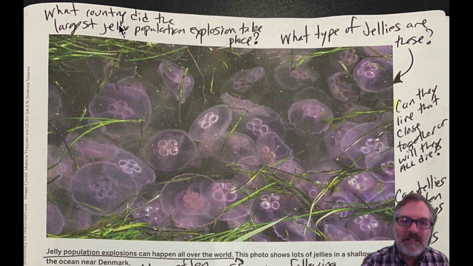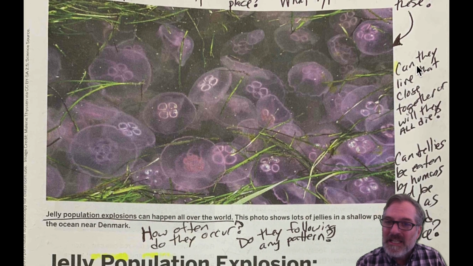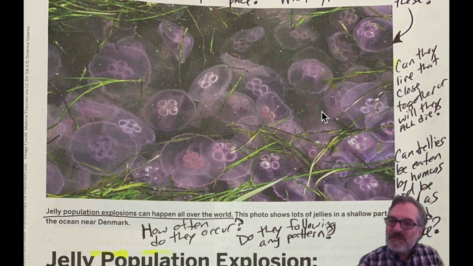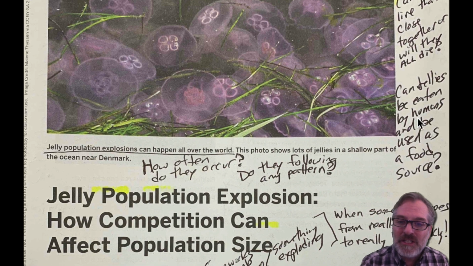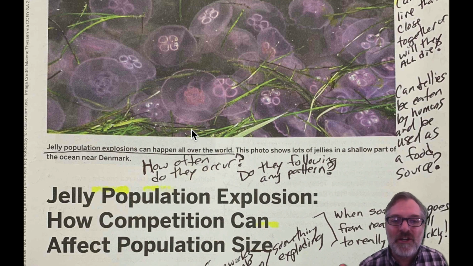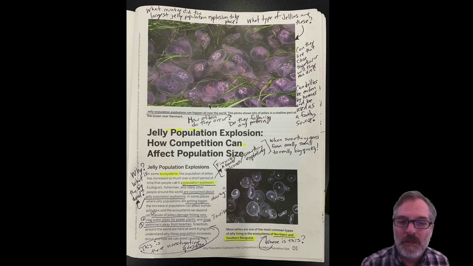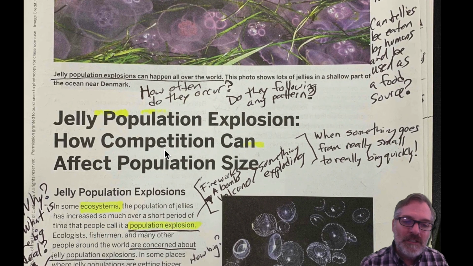And then I wrote up here, what country is the largest jelly population explosion that ever took place? Are these moon jellies? Are these some other type of jellies? Can they live that close together, or are these all going to end up dying, like what sometimes happens? I don't know. Can jellies be eaten by humans? And can they be used as a food source? So, again, those are just some questions I had by just looking at the picture. I haven't even started reading the article yet, but I really want to engage with it. Now I'm going to go ahead and read the title. Jelly population explosion. How competition can affect population size. So I'm just starting to think, okay, this is what the article is about.